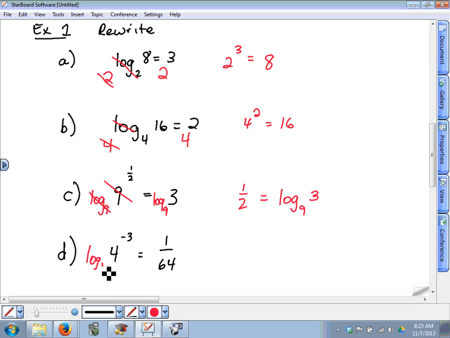So if we use a log base 4 here and a log base 4, those cancel. So what you're left with is negative 3 equals log base 4 of 1/64. Any questions on that? That's the first section of your homework, just rewriting from one form to another.